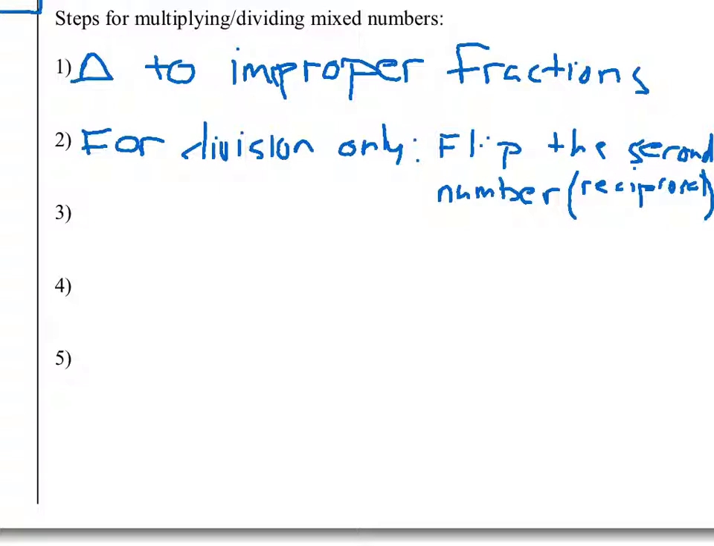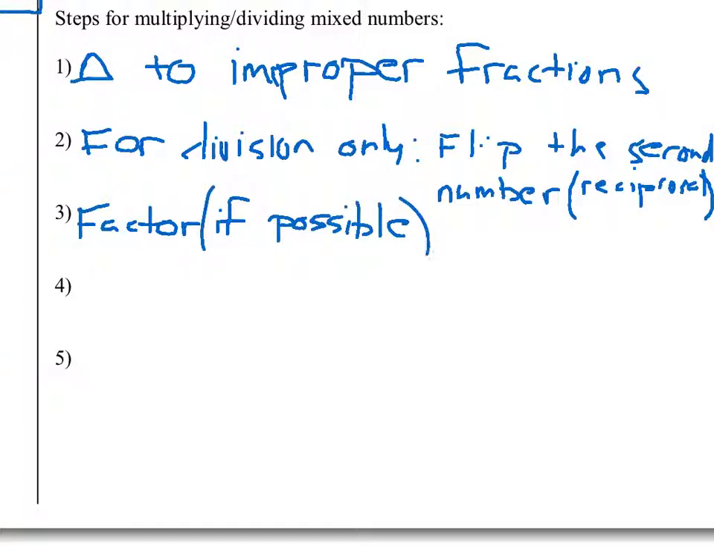Jacqueline. Factoring. So we should be looking for factoring if possible. Factor, if possible. Sometimes we can't factor. For instance, that first problem that we did, there really wasn't any factoring to be done. By the way, you guys are doing this so well that I think we're going to end up with 6 steps. Next.